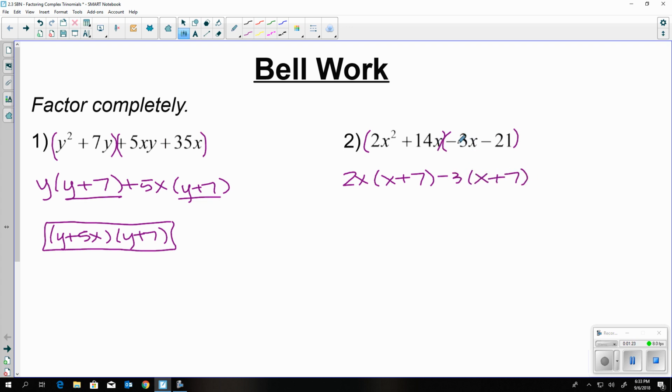you're dividing by negative 3. So a negative divided by negative is a positive, and a negative divided by negative is a positive. These match, so I'm probably doing it right. So 2x minus 3 times x plus 7. Again, you can always check your work by distributing it back out and seeing if you get the same thing back. All right, on to the notes.